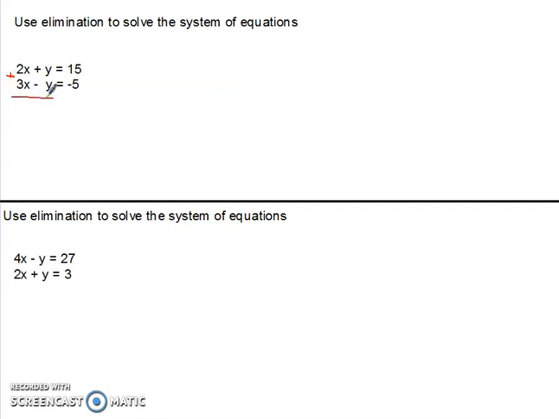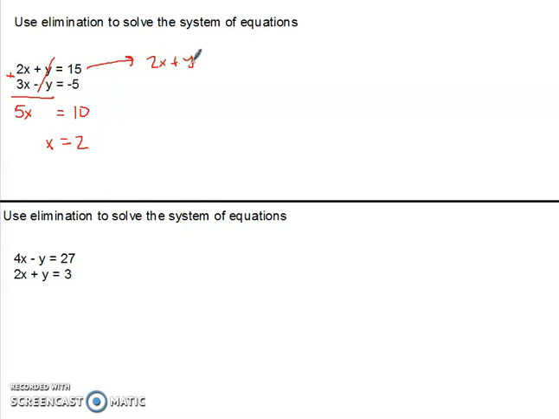Adding the left-hand side of my first system, I've got 5x. My y's are opposites, so they cancel out. And 15 plus a negative 5 is positive 10. So x is 2.